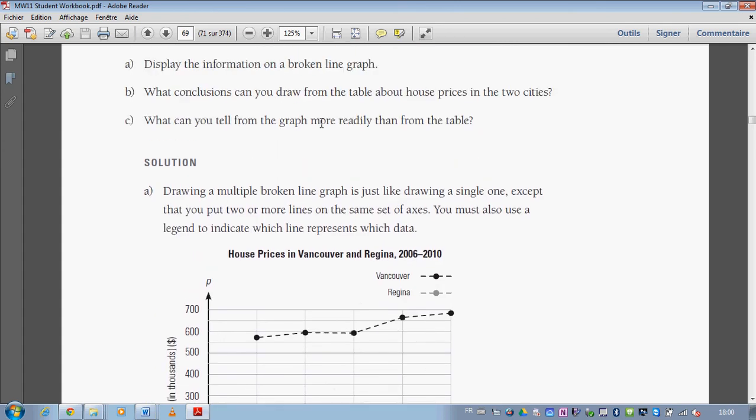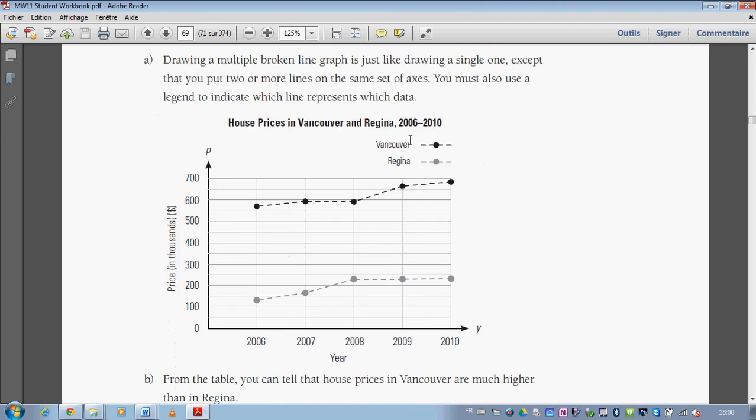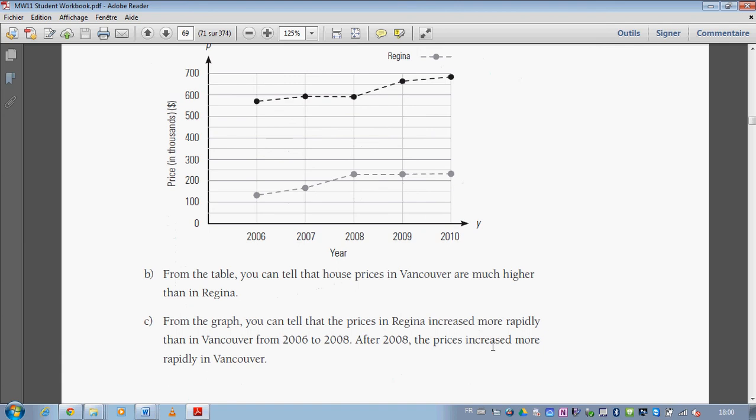What can you tell from the graph more readily than from the table? Well, you can see that over here there was an increase, and over here there wasn't. And that in Regina, when there wasn't an increase, in Vancouver there was. Okay, so that's kind of what you can see here.